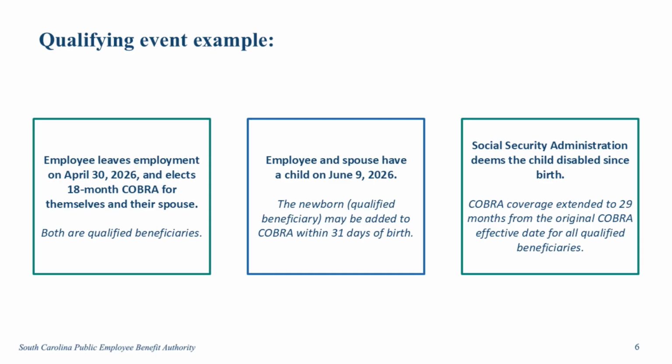The Social Security Administration determines the child has been disabled since birth. This creates the second qualifying event. Coverage is now extended to 29 months from the original COBRA effective date for all qualified beneficiaries.